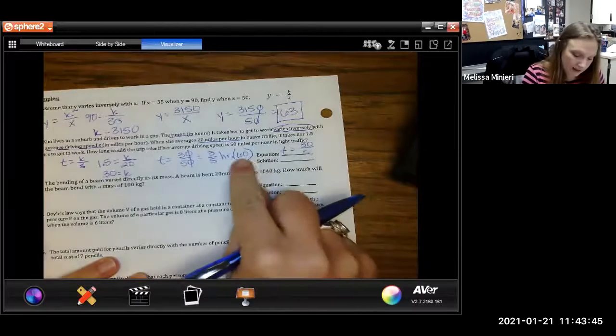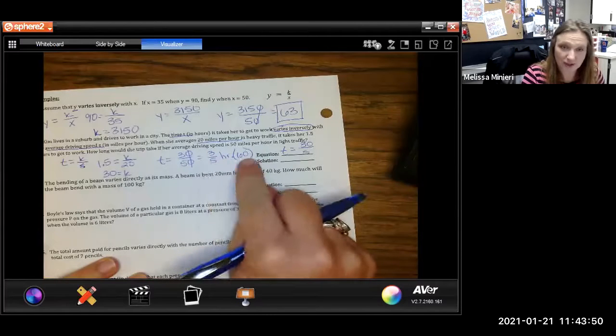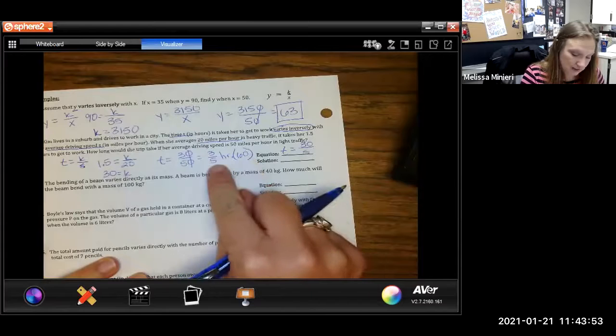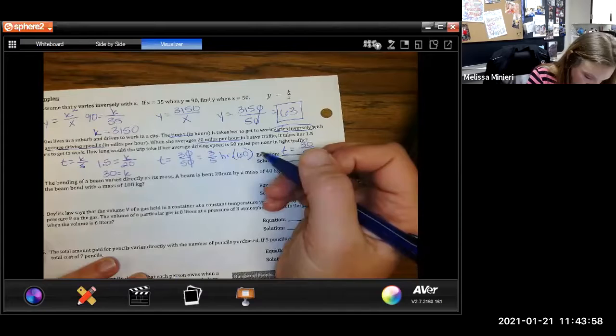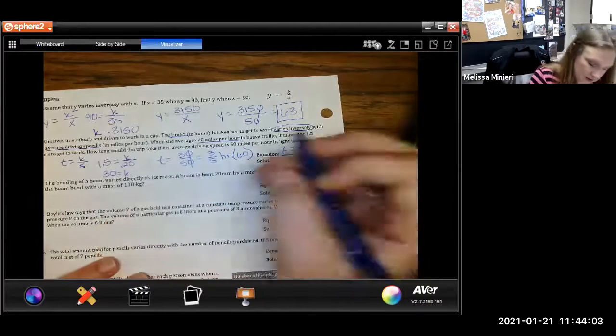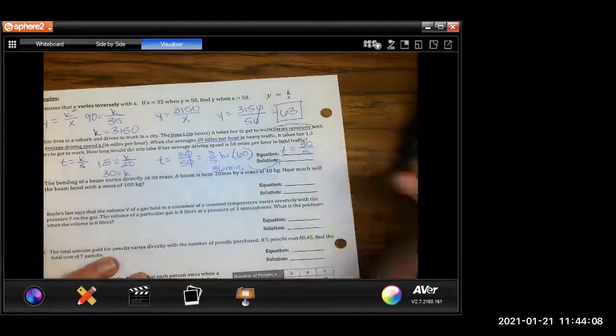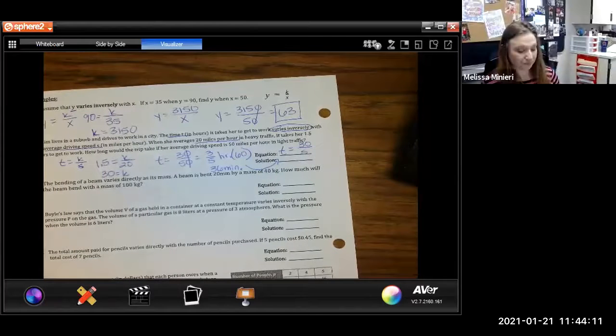If we want to multiply this, it looks easier if, instead of multiplying straight across, I divide by 5 first so that I get smaller numbers. So 60 divided by 5 is 12. And then I'm going to multiply times the 3. 36. Yeah. So 36 minutes is how long it would take her if she was driving 50 miles per hour. So that's how you can convert it. If you're left with hours, just always multiply it times 60 and you will be able to convert it into minutes.